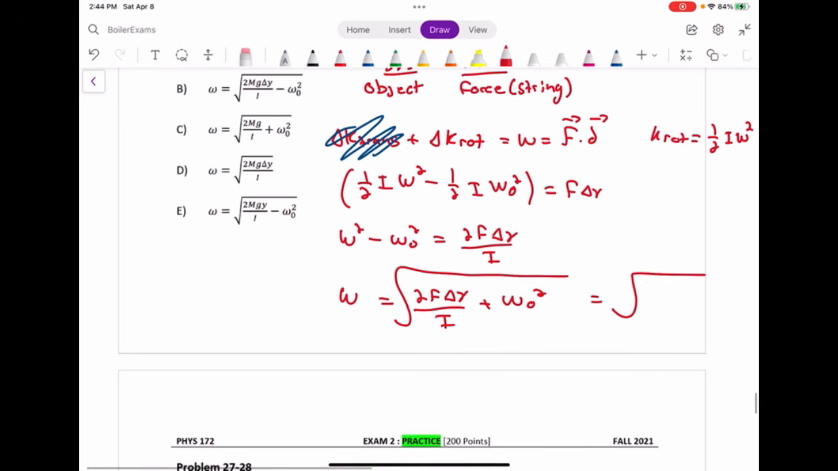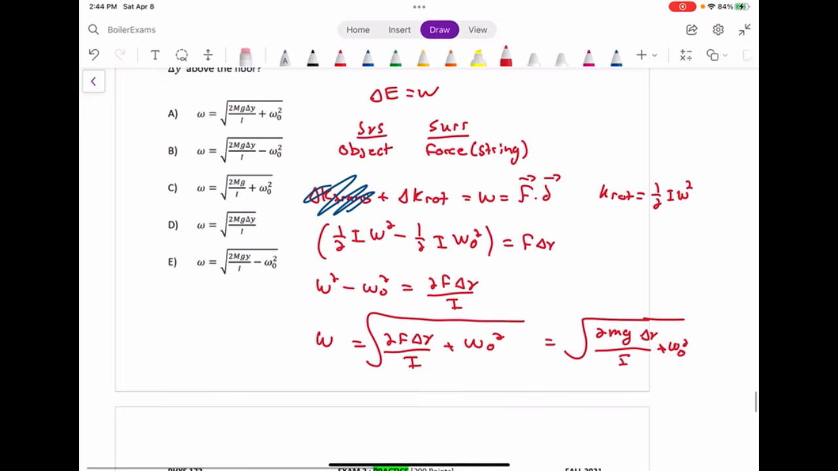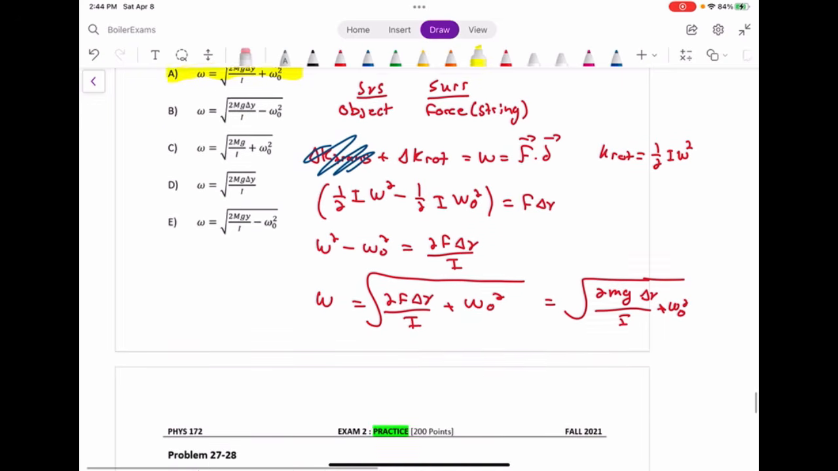Therefore, this equals, wait, no, 2 mg delta y over I plus omega naught squared. Oh, shoot. Okay, that kind of looks bad. Whatever. Which leaves us with A, I believe. Yes. Okay, A.